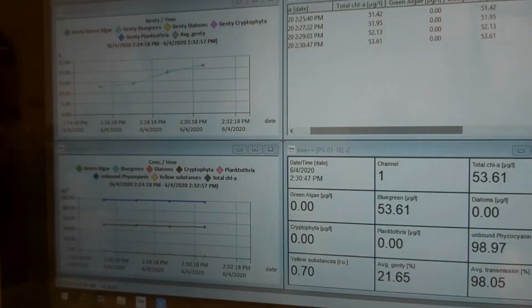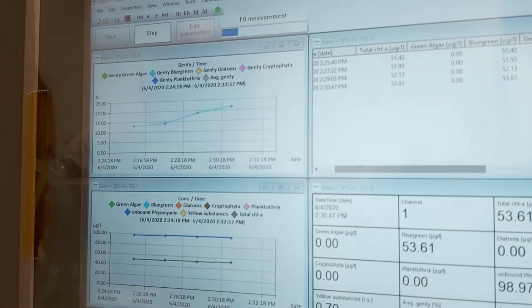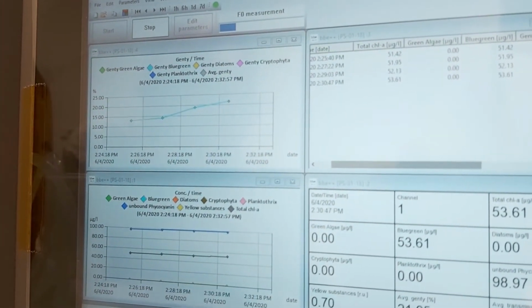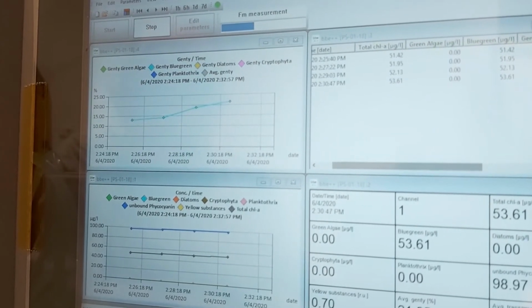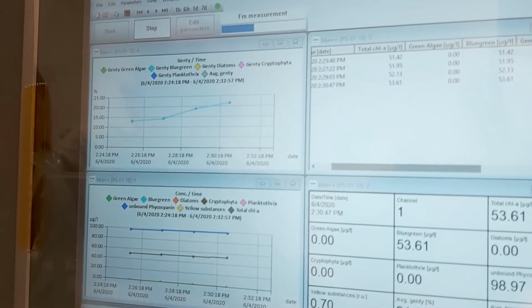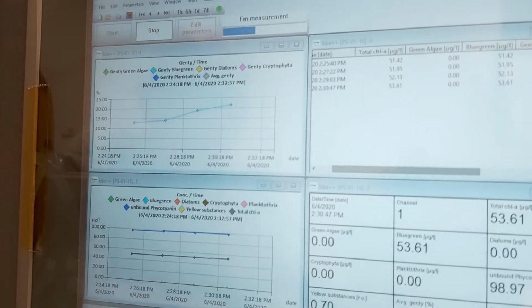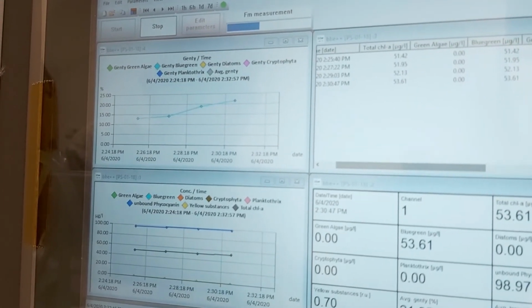In the upper part you can see here the so-called GENTI, also the time course of it. It means the capacity to perform photosynthesis, or in scientific words we call it the maximum quantum yield, which tells us something about the efficiency, how the light can be used in photosynthesis.